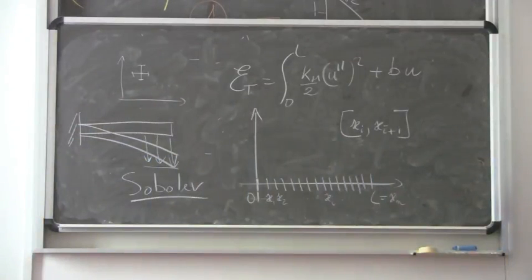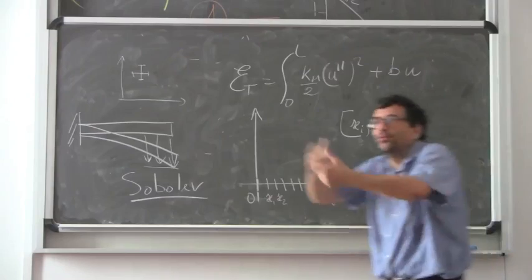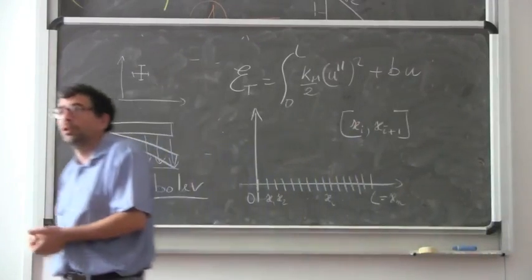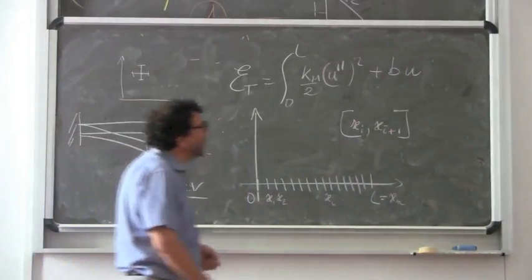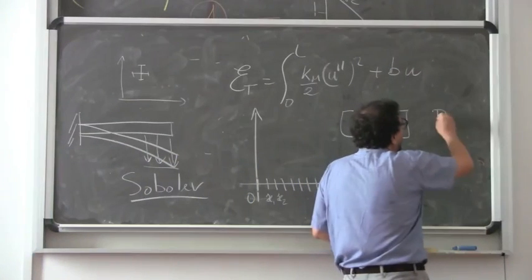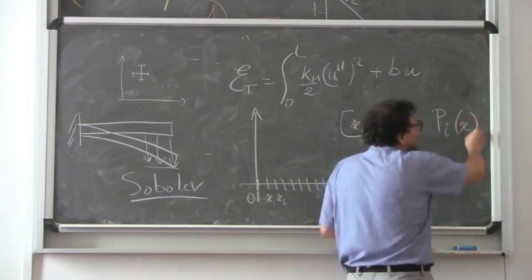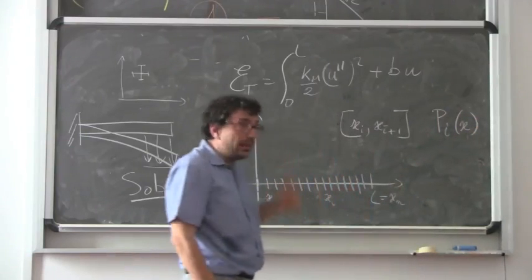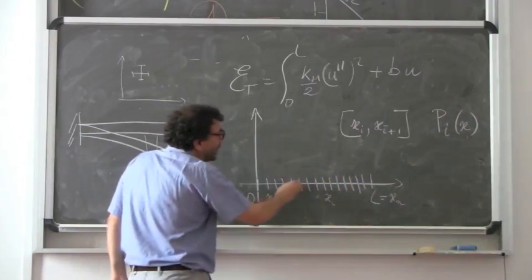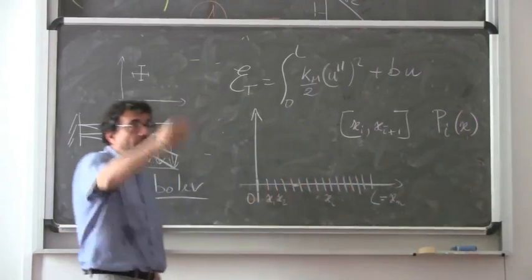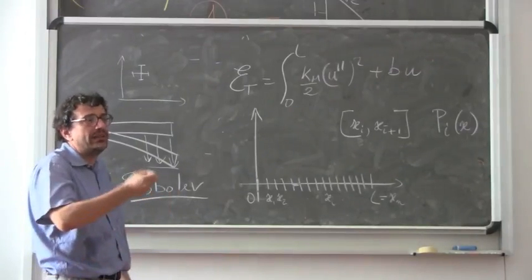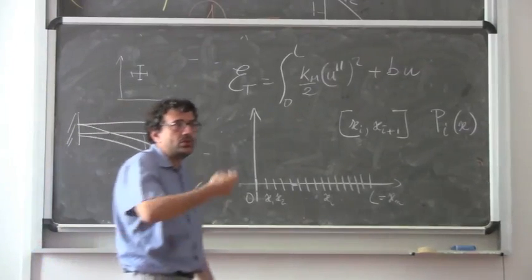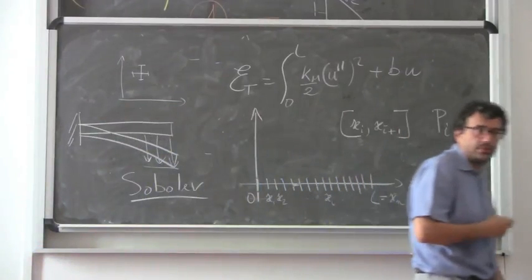You can have a Lagrange polynomial, you can have what you want. It depends on your problem, you will choose a clever polynomial. So you have a polynomial pi of x. This interval and the polynomial you have defined on it is what we could call a finite element.